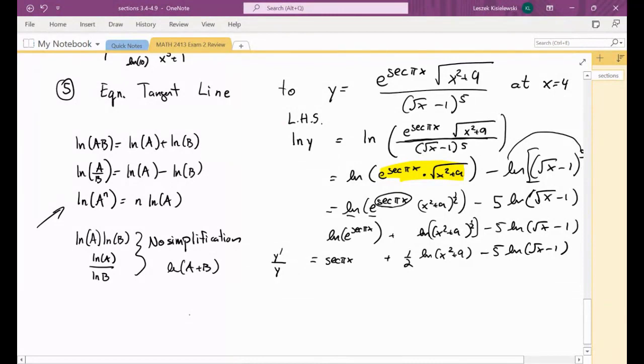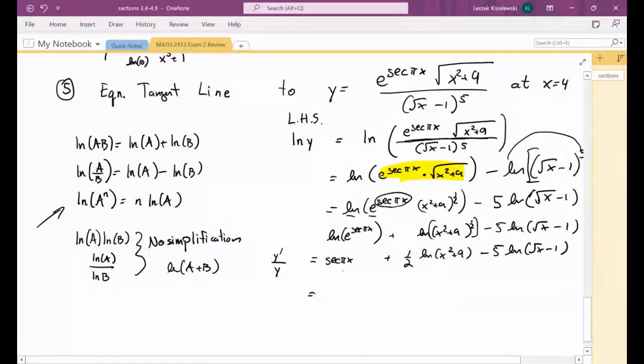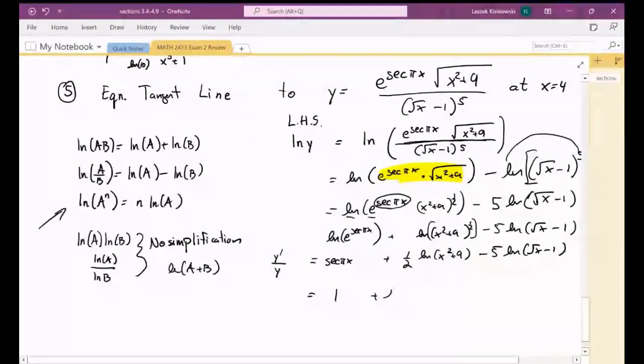All right. Okay, so when x is 4, what's the right-hand side? That's 1. Here we get 69, 25, so 5 squared, whatever.